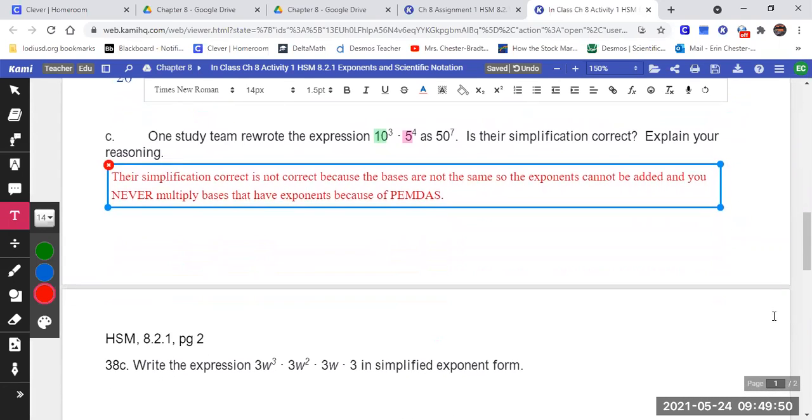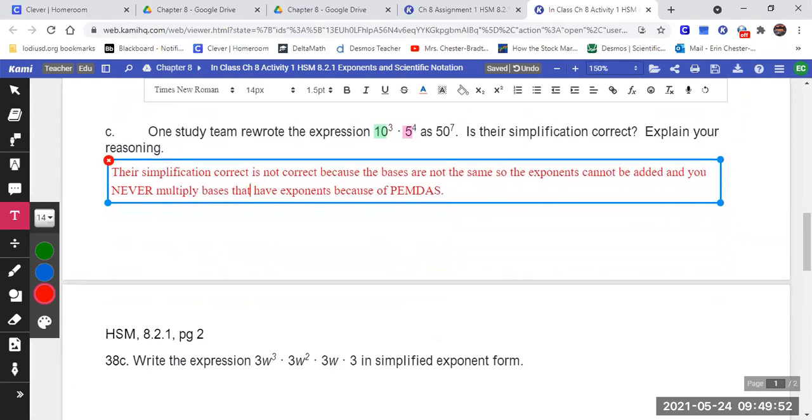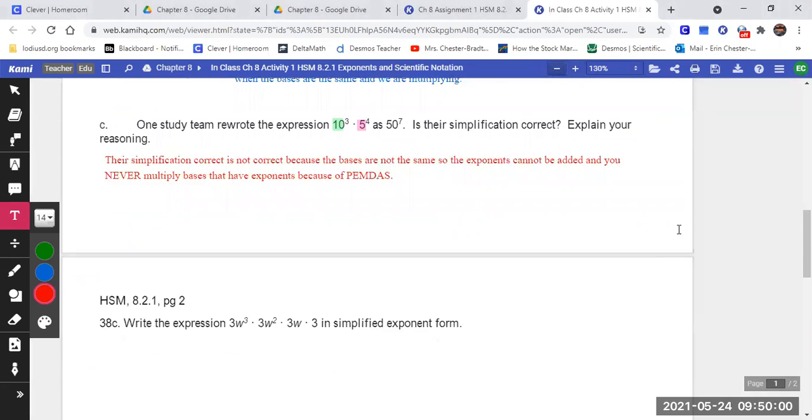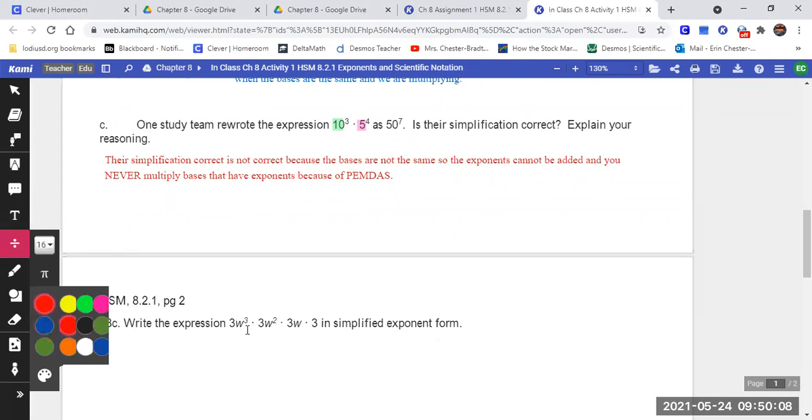Let's look at what the next thing says. Oh, look, they're going to have us do more of these in simplified form. These are easy. Write the expression in simplified form. Okay, so this is the way I want you to do this when we have problems like this. Step 1, pull all the numbers with each other.